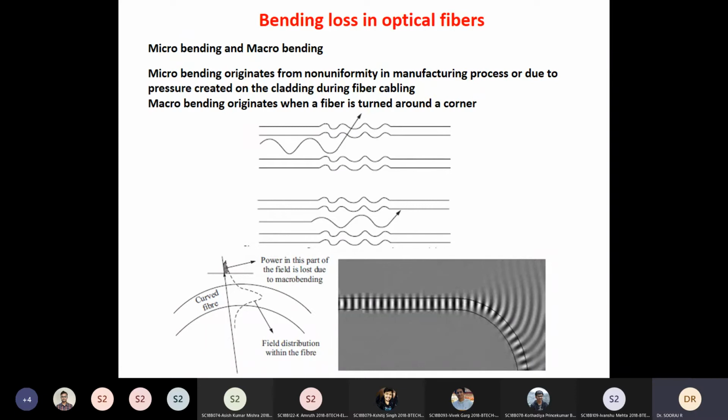All right, so that's all about the various scattering laws which happen inside the fiber. The other mechanism responsible for loss in optical fiber is bending, so you call it bending loss. Bending loss could be micro bending or macro bending depending upon how the fiber is being bent.